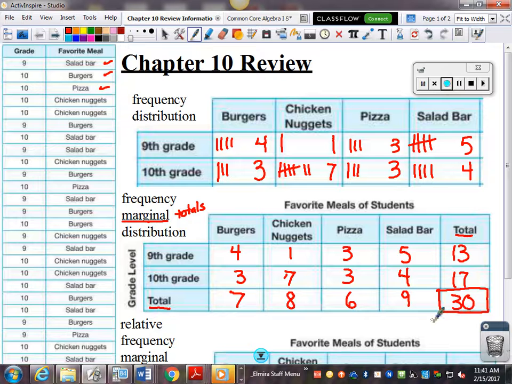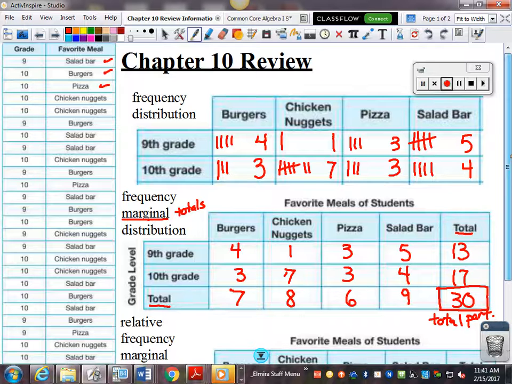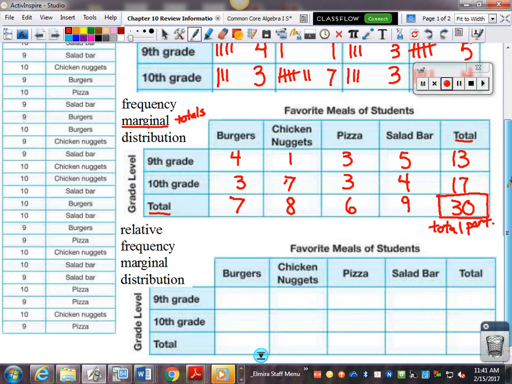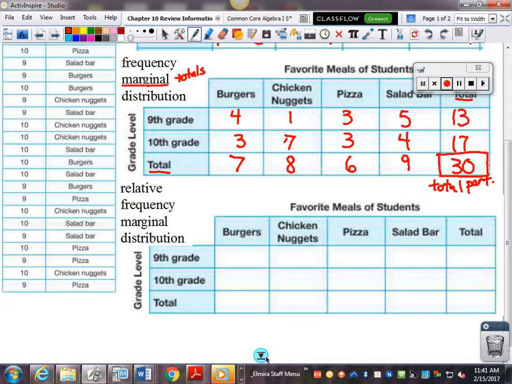30 represents the total participants, the total number of people or objects that were counted in the data. Okay, then here's a mouthful for you: relative frequency marginal distribution. And basically what you're doing here is taking what relative usually means, which is a percentage.